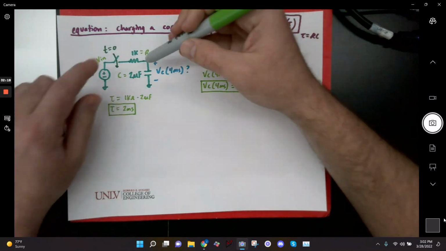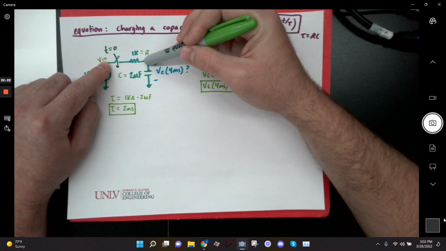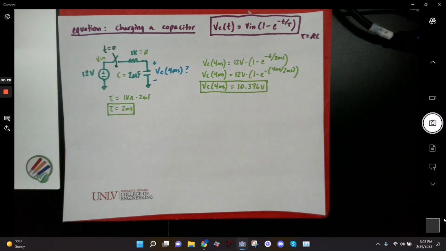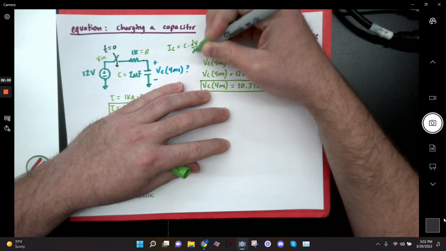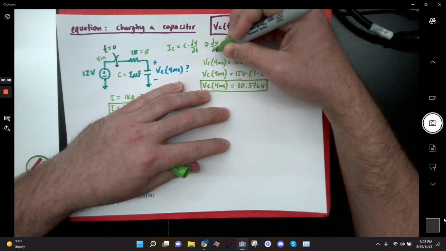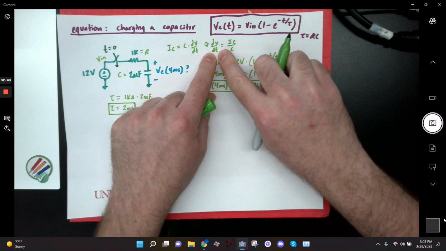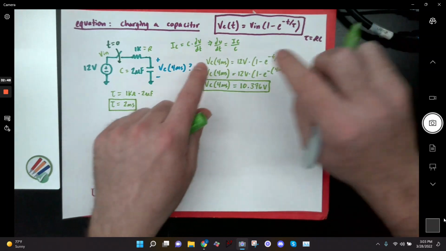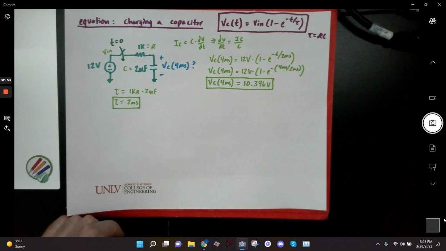Right. And at first, you have no voltage here and you have 12 volts here. So you have a huge current flowing through this 1K resistor, 12 milliamps. But now look at that aspect of the equation, right, IC is equal to C dV/dt. Well, I can rearrange that to say that dV/dt is equal to IC over C. So the rate of change of my voltage is the current that's flowing into the capacitor divided by the capacitance, right? So at first, this current is at a maximum, so my rate of change is at a maximum.